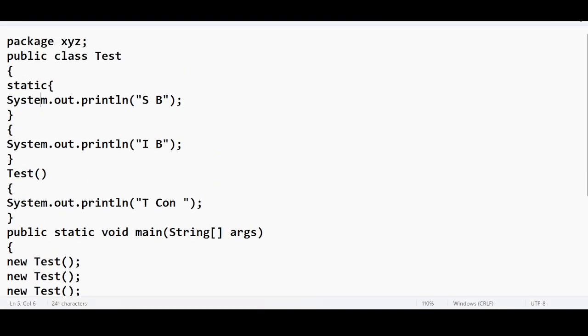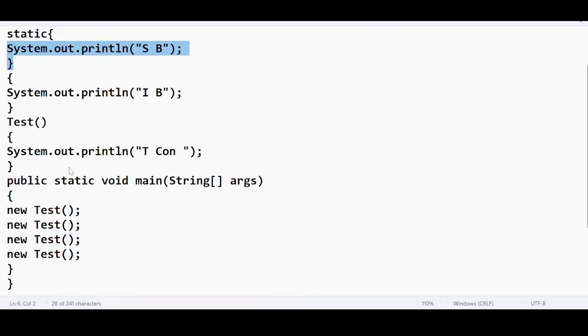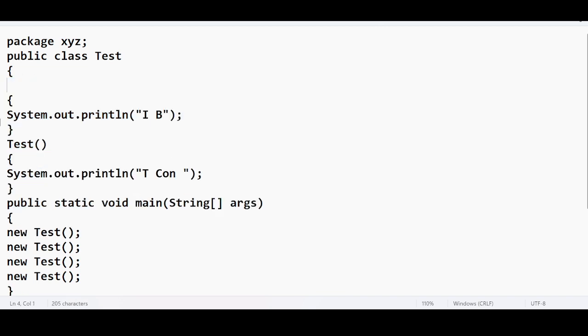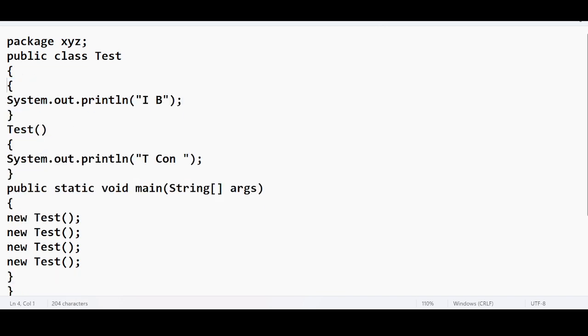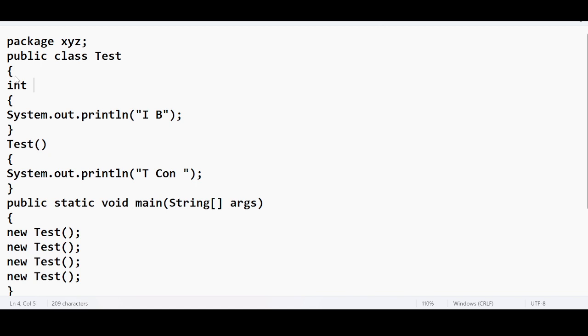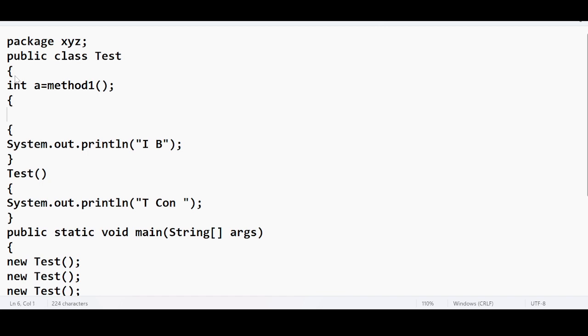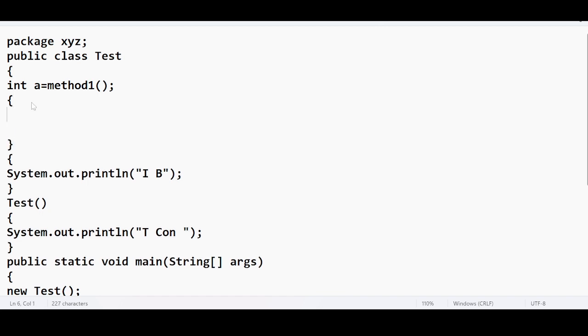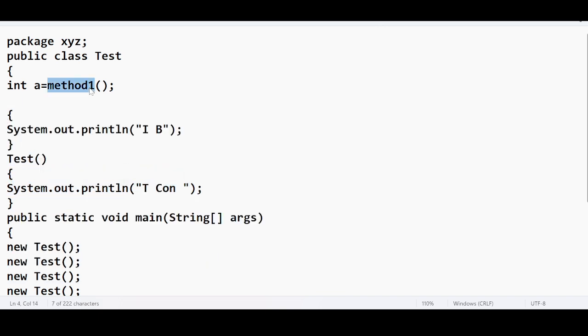Okay, so we got to know the priority of the instance block and the static block. Now let us understand the instance control flow. I have an instance block, I have a constructor. Let me take an instance variable like integer a equal to method 1. The variable name is a itself, and the data type is integer, so this is called an instance variable.